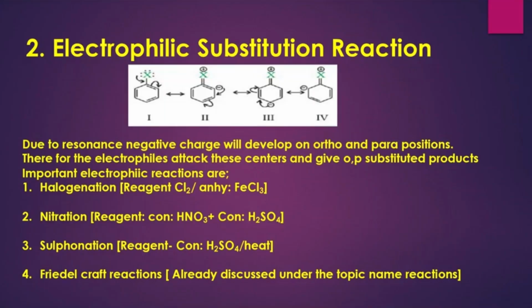Next one is electrophilic substitution reaction. During resonance, the negative charges are going to be accumulated on the ortho and para positions. So definitely the electrophile will come and attack the ortho and para positions and you will get two products. One is the ortho substituted, the other one is the para substituted product. The important electrophilic substitution reactions are halogenation, sulfonation, Friedel-Crafts alkylation, Friedel-Crafts acylation, etc.